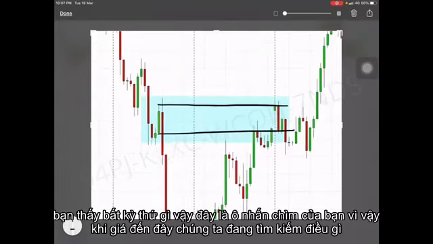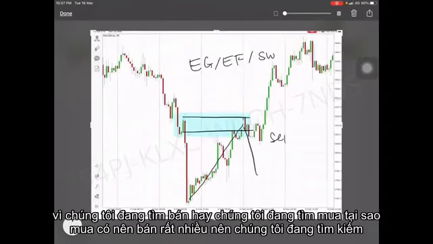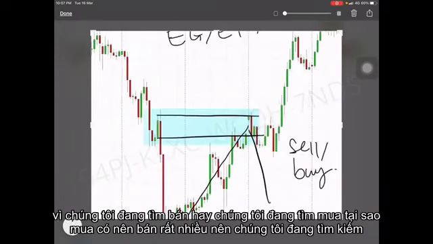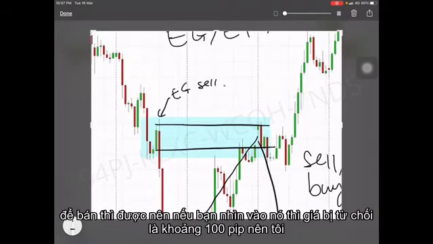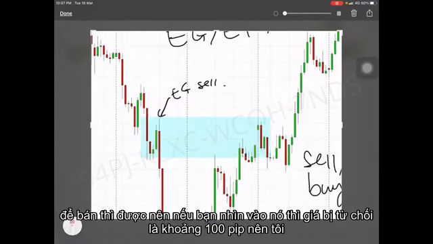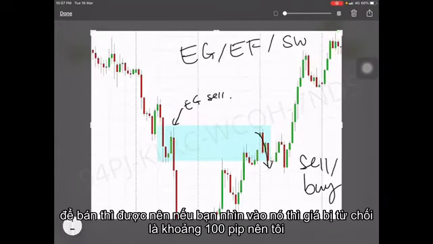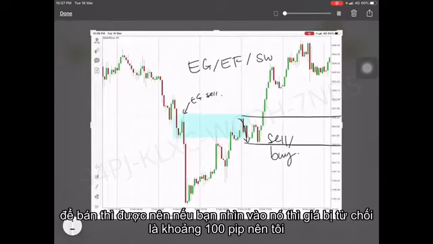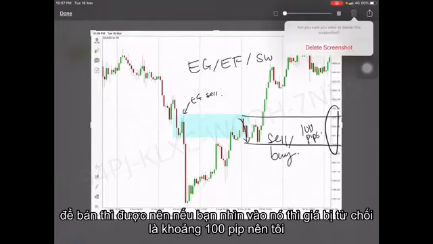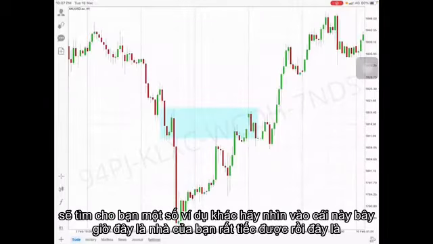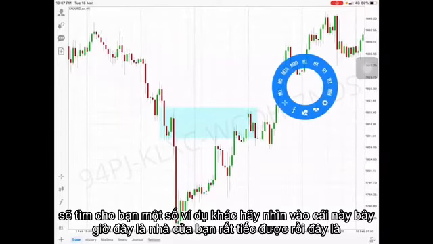So when the price comes here, what are we looking for? Are we looking for sell or are we looking for buy? Buy. Why buy? Yes, engulfing sell, so we are looking for sell. If you look at it, the price rejected, this is around 100 pips. Okay, so I'm going to find you some more examples.